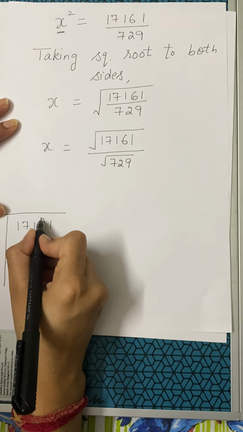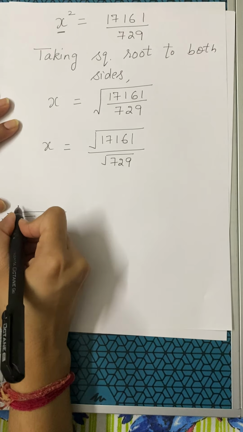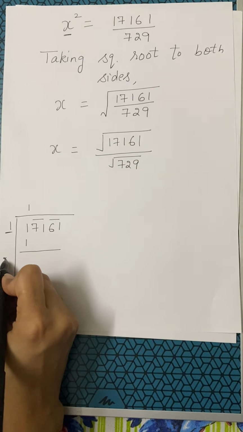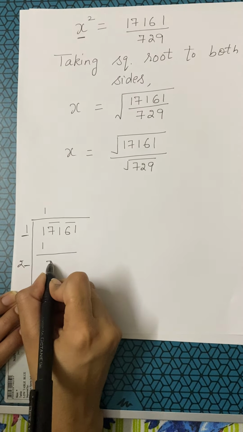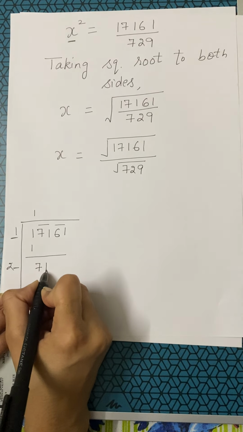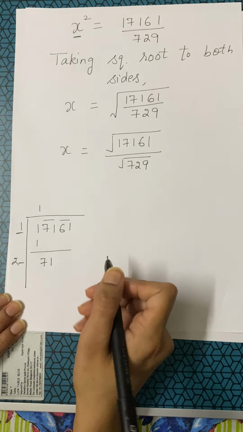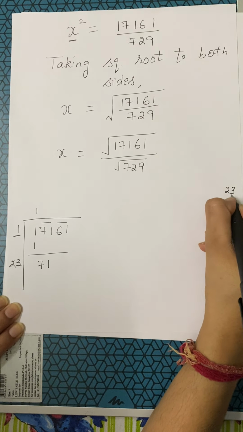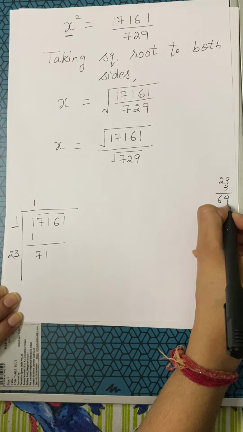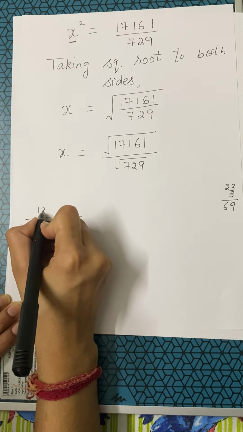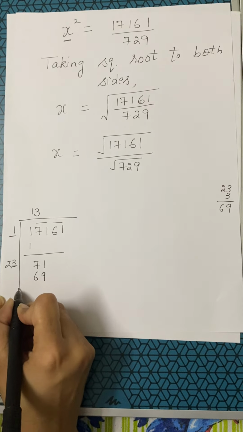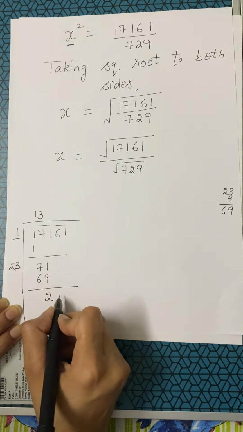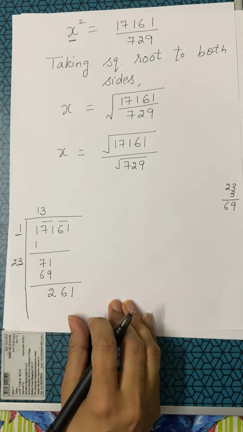So square root of 17161. I'll start pairing digits from the right hand side. This will be 1 here. So multiplied by 2 and I'll put a dash here. I will write 71. That will be taken together. Now next, if I try to multiply with 3, let's say 23 into 3, this will become 69, which is less than 71. I'll write 3 here. This will become 69. Okay, now when I subtract it, I get 2 and 61 will be taken all together.